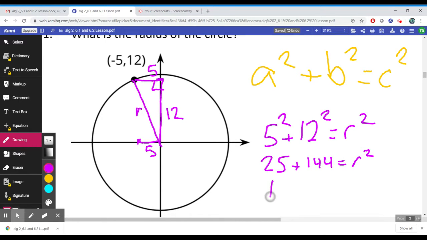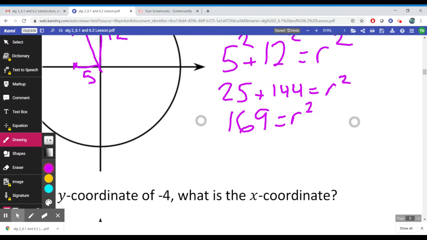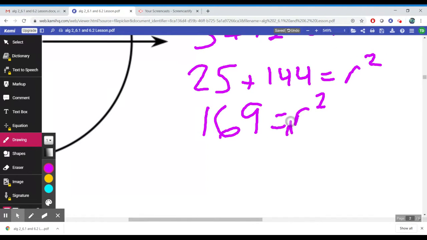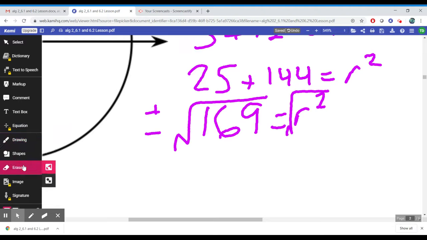25 plus 144 is 169. And to get rid of this squared over here, I'm going to take the square root of both sides of the equation. Now, normally I know when we take the square root of both sides, we have to include a plus or minus sign on one side. However, because we're dealing with a distance here, there's no such thing as a negative distance. So we don't need to actually include this sign in this particular case. Any other time, if a negative was possible, we would need the plus or minus sign to get the correct answer. In this case, we don't need it.